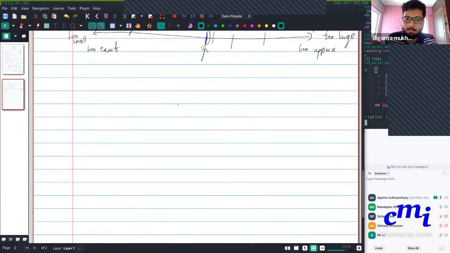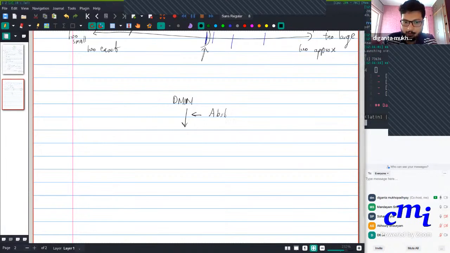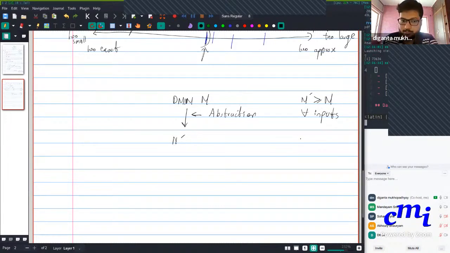So I'll maybe elaborate on this point. You have a DNN, and you have abstracted it. This is the entire code that you've written, so you're creating an abstract DNN. So now you have a DNN N prime, let's say. What you know is the output of N prime is always greater than or equal to the output of N, on all inputs. This is the property of your abstraction, correct? Is it fine so far?